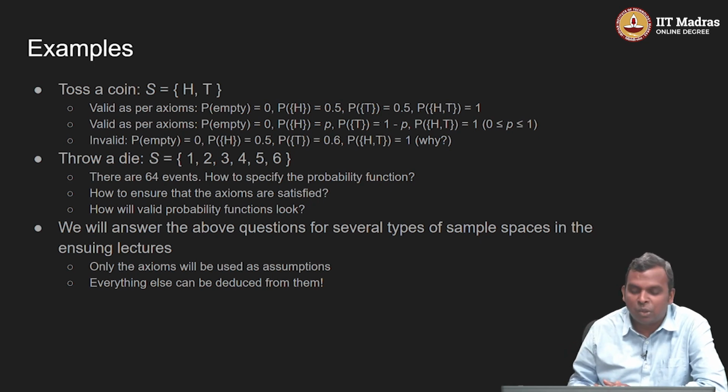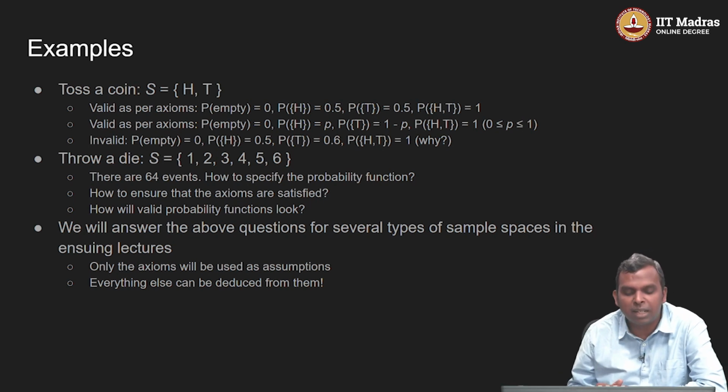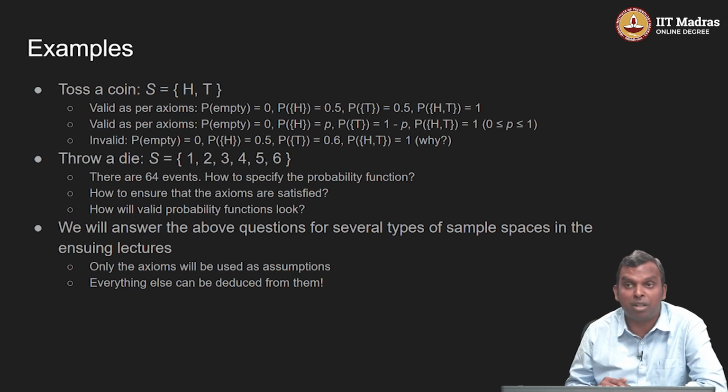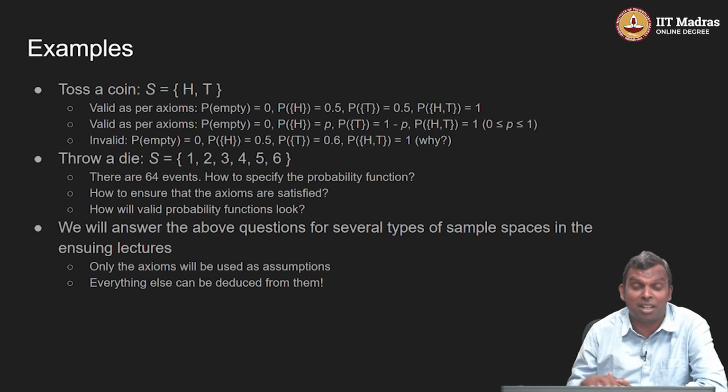So we will try and address these questions in the ensuing lectures of this week. We will come up with an easy way to specify a probability function and ensure that it's valid. I'll give you a very easy way to do it. It's not that hard. I just asked you a simple question, and you'll see it's a very easy way of answering it. We'll see several types of sample spaces, and we will use only the axioms. We won't do anything else. Everything else will be deduced from this point on. That's the power of the theory. That's how the theory works.